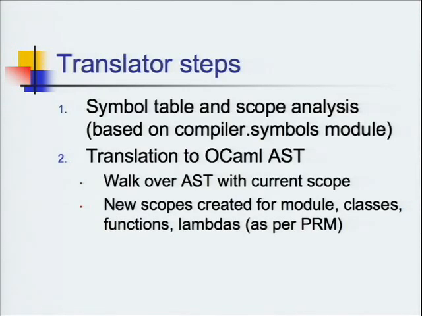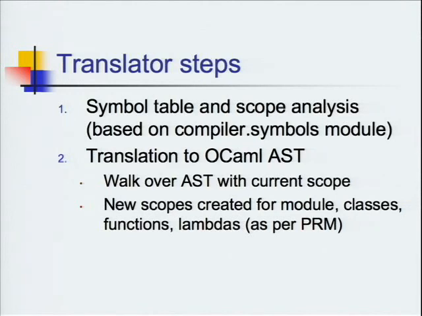So during the translation, I first create a symbol table and do some scope analysis to figure out all the nested scopes and what the variables are in different scopes. This is based on the compiler.symbols module, which is currently in the CPython distribution. While translating it to OCaml, it's pretty straightforward. Just walk over the AST, and as per the Python semantics, create new scopes for modules, classes, functions, and lambdas.